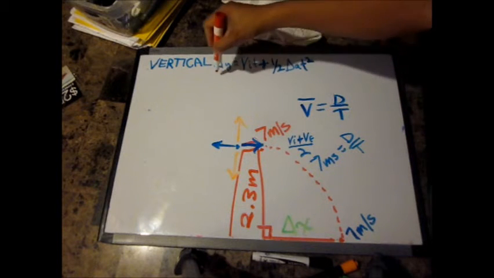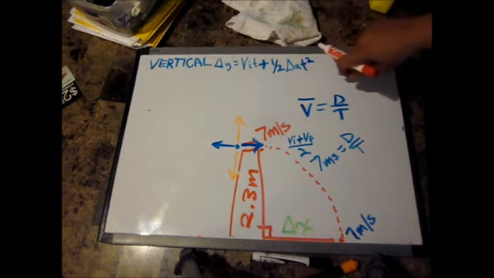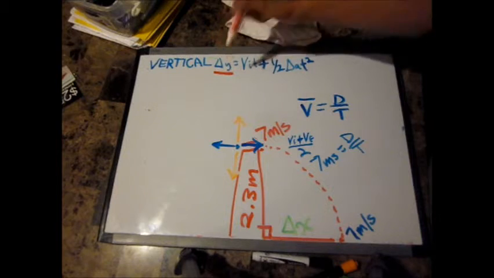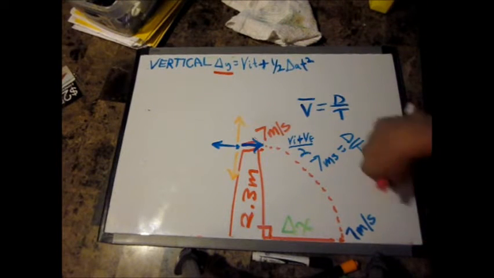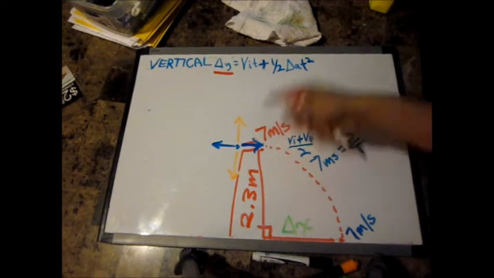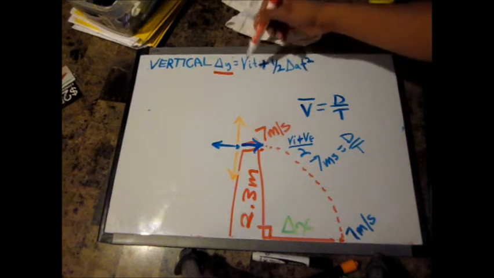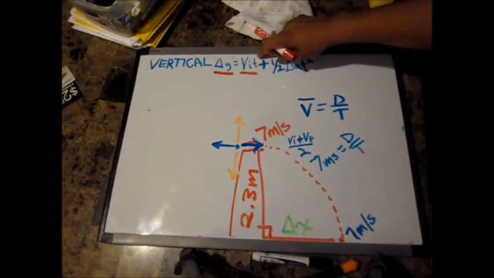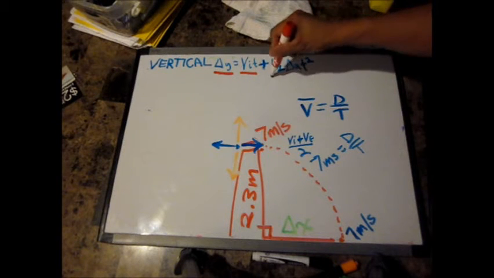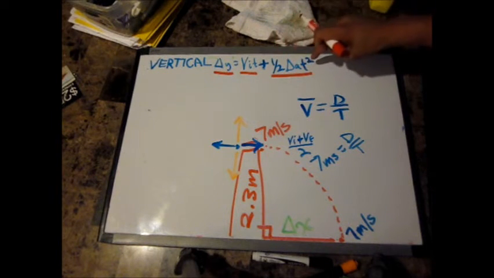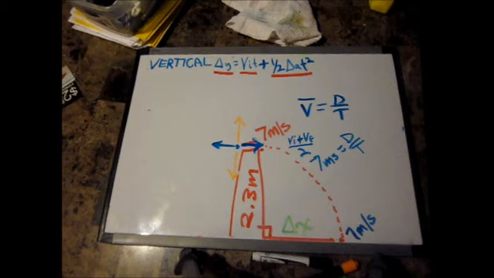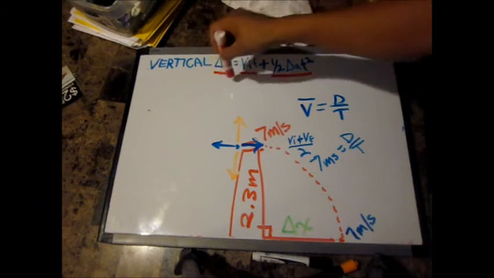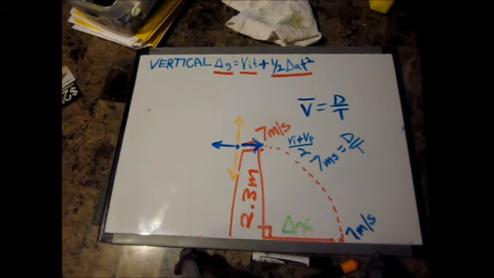And here we have our vertical change of y. So here we have change of x is always our displacement this way, change of y is always our displacement this way. Change of y equals, here's one element, our initial velocity multiplied by time, and the second element is 1/2 acceleration t squared. So I'll give you some time or pause the video to write down this equation for vertical change of y. It's important that you know that equation.